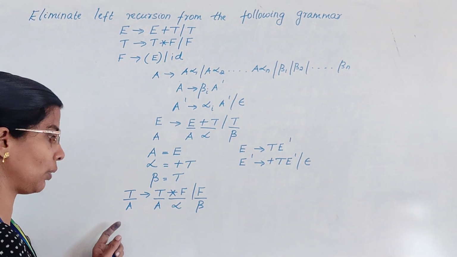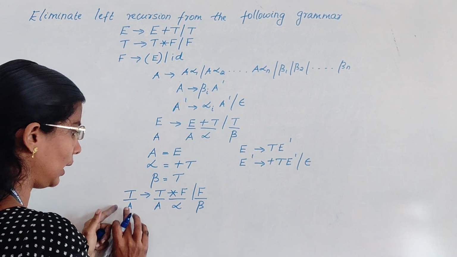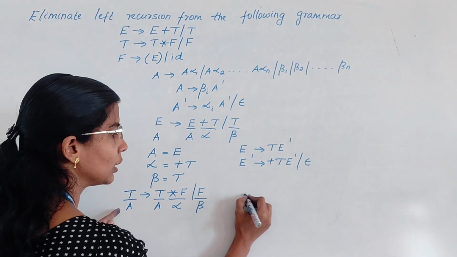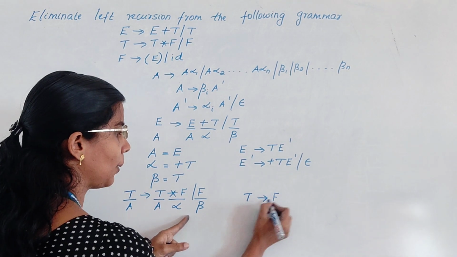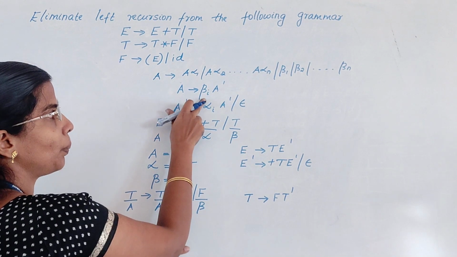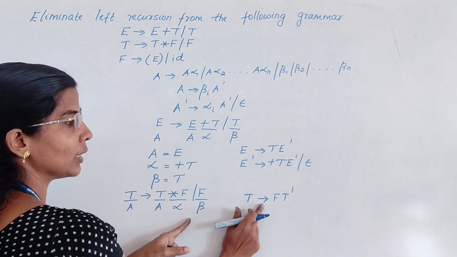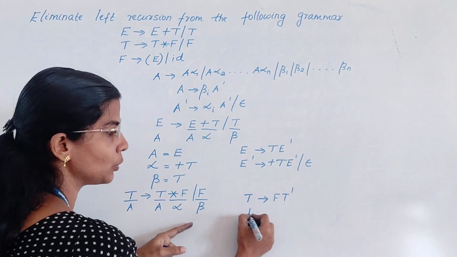Now substitute in the formula. A tends to beta A dash. So T tends to, what is my beta? F, and T dash. A tends to beta A dash. T tends to, your beta part is F, so T dash. Now write what is T dash.